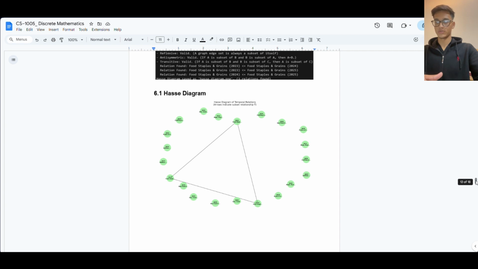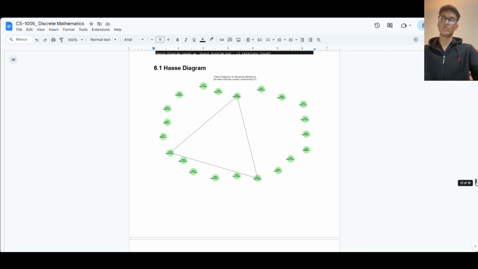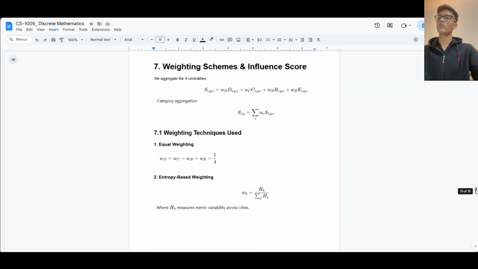So, moving on to the weighting scheme, which has weight values. To evaluate which cities are most influential in Pakistan's price similarity network, we combined the four centrality measures: degree, closeness, betweenness, and eigenvector into a single composite score. We used two different weighting approaches. The first was equal weighting, in which every metric contributes 25% to the final score. So this treats all four centralities as equally important.